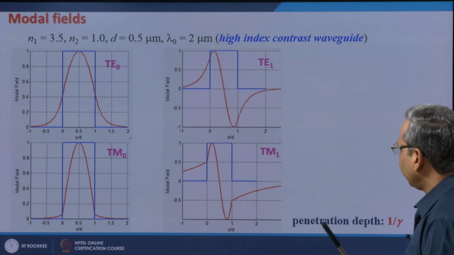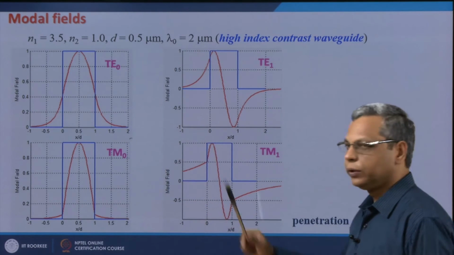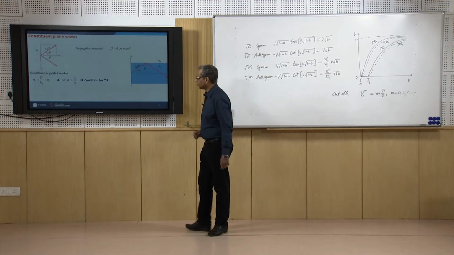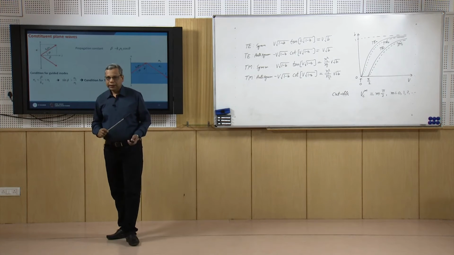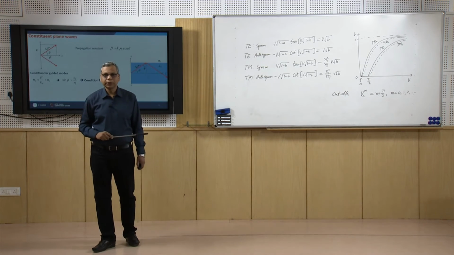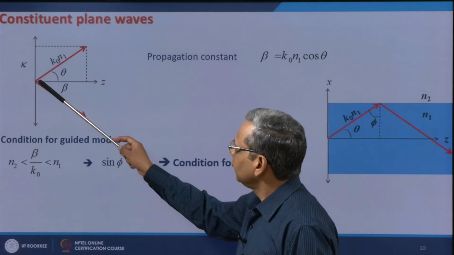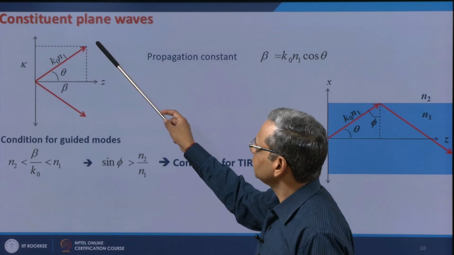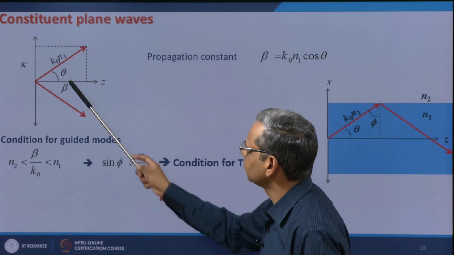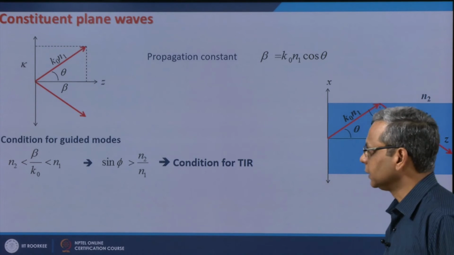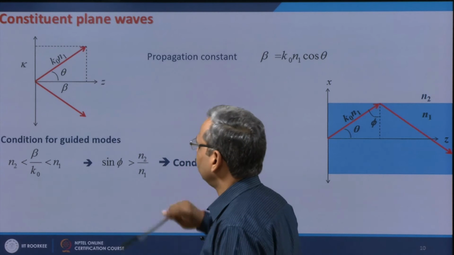Okay. I also define penetration depth, the extent up to which the field would penetrate into the N2 region. So, it is given by 1 over gamma. We have seen that these modes are nothing but the superposition of two plane waves, one going in the xz plane like this and one going in the xz plane like this, upward and downward, making angles plus minus theta from the z axis.